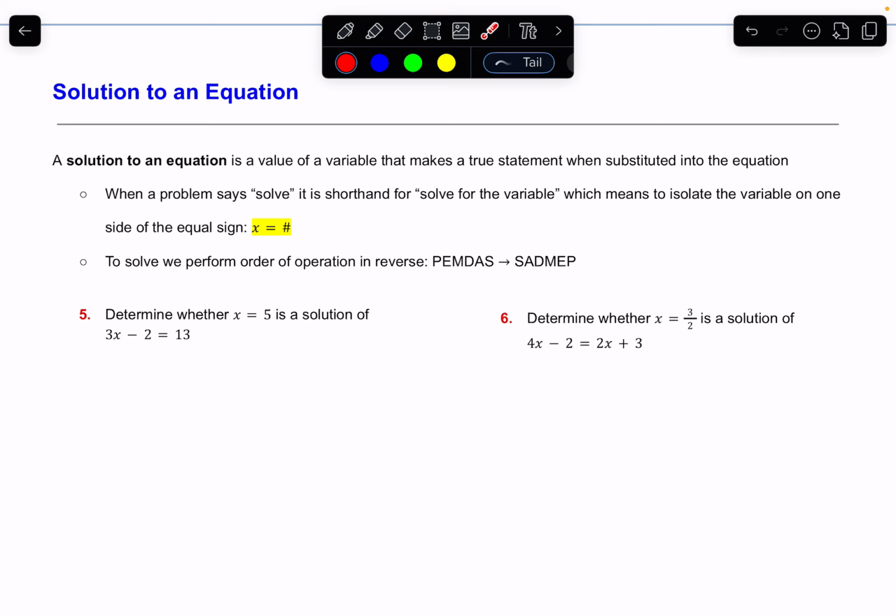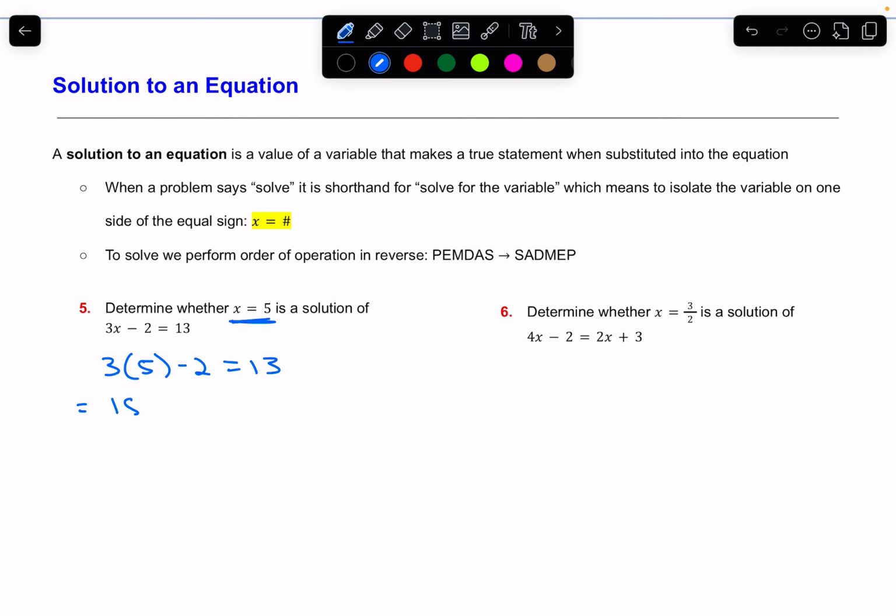But we're actually not going to solve quite yet. We're just going to verify that a solution is in fact a solution. So what we're going to do is plug in, for number 5 here, x equals 5 into this equation. That gives us 3 times 5 minus 2 equals 13. And we're just going to see if this is true. Okay, 3 times 5 is 15. 15 minus 2 is in fact 13. So we have 13 equals 13.